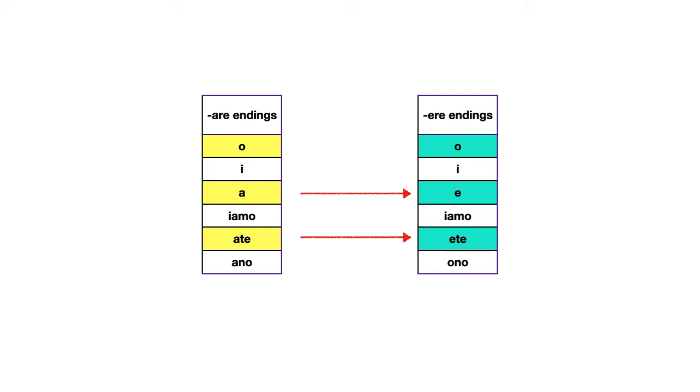And finally, the loro ending is ano for are verbs and ono for ere verbs, which means that if you already learned the full set of 6 are endings, for this new group of regular verbs, you only need to learn 3 of them, right? The ones that change. The lui lei ending, the voi ending, and the loro ending, right? And other than that, the pattern you follow is exactly the same.